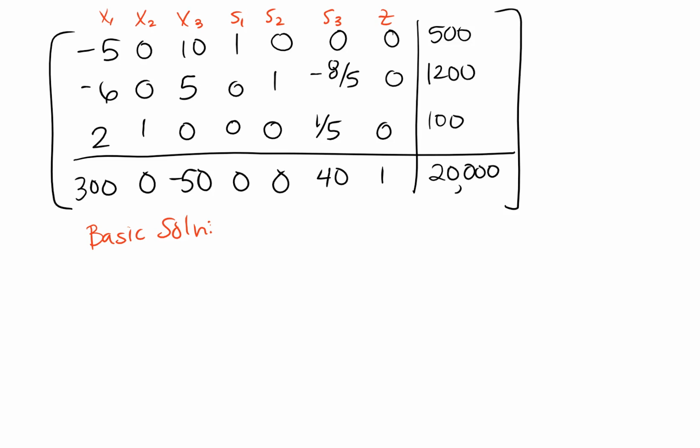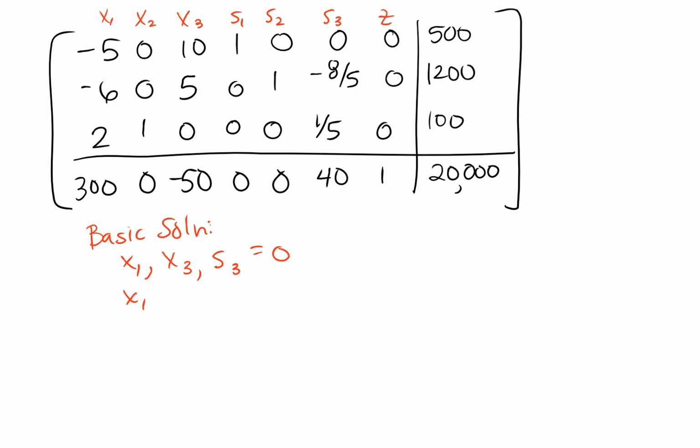Let's see. The unit columns are x2, s1, and s2. Those would not be 0. These ones we can solve for on our own. The non-basic columns, so the non-unit columns, those are the ones we want to set to 0. So that would be x1, x3, and s3. Those should all be 0, meaning that the unit columns, those are the ones that we can solve for.